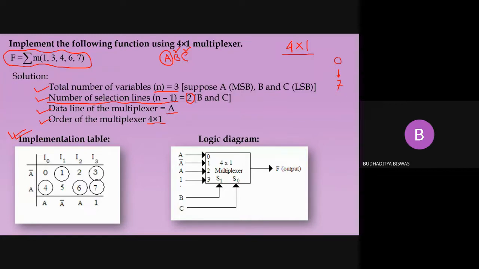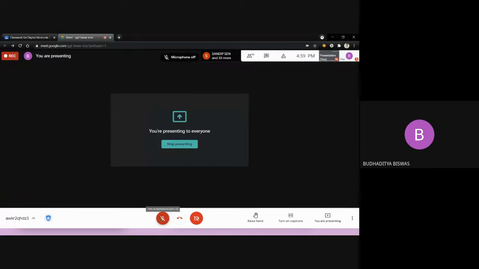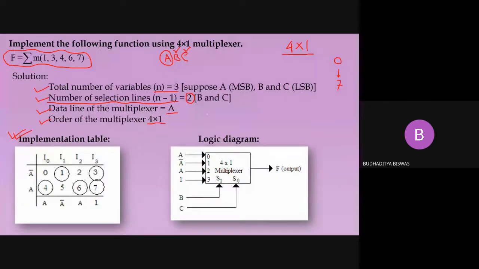Okay, so a total of 8 minterms are possible using these 3 variables. These are 0 to 7.